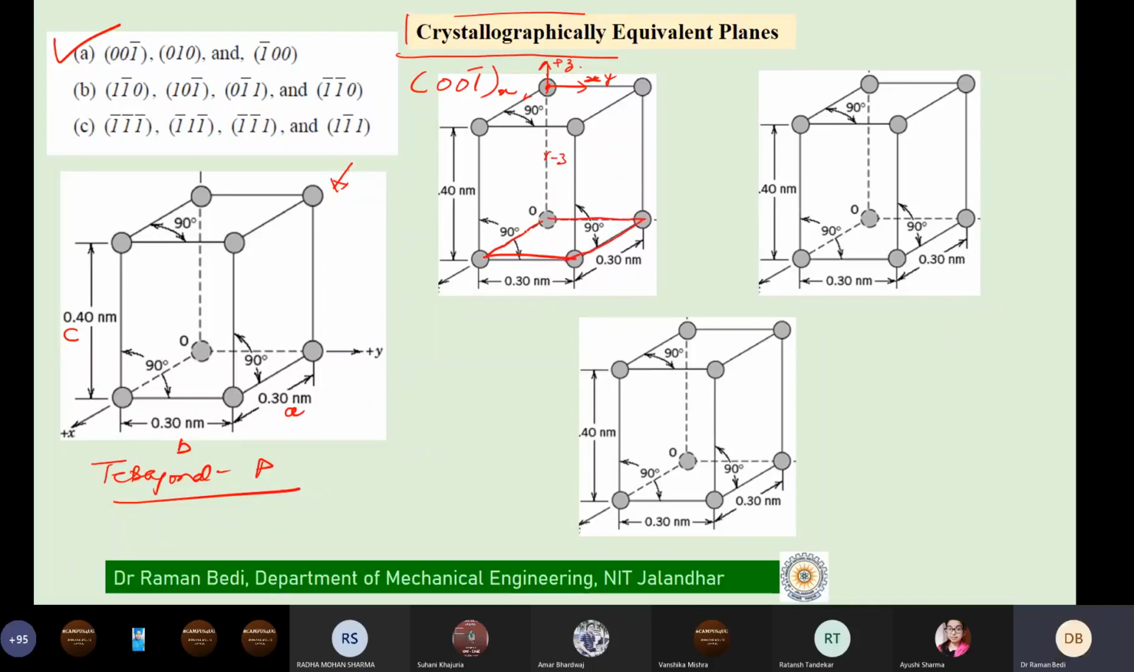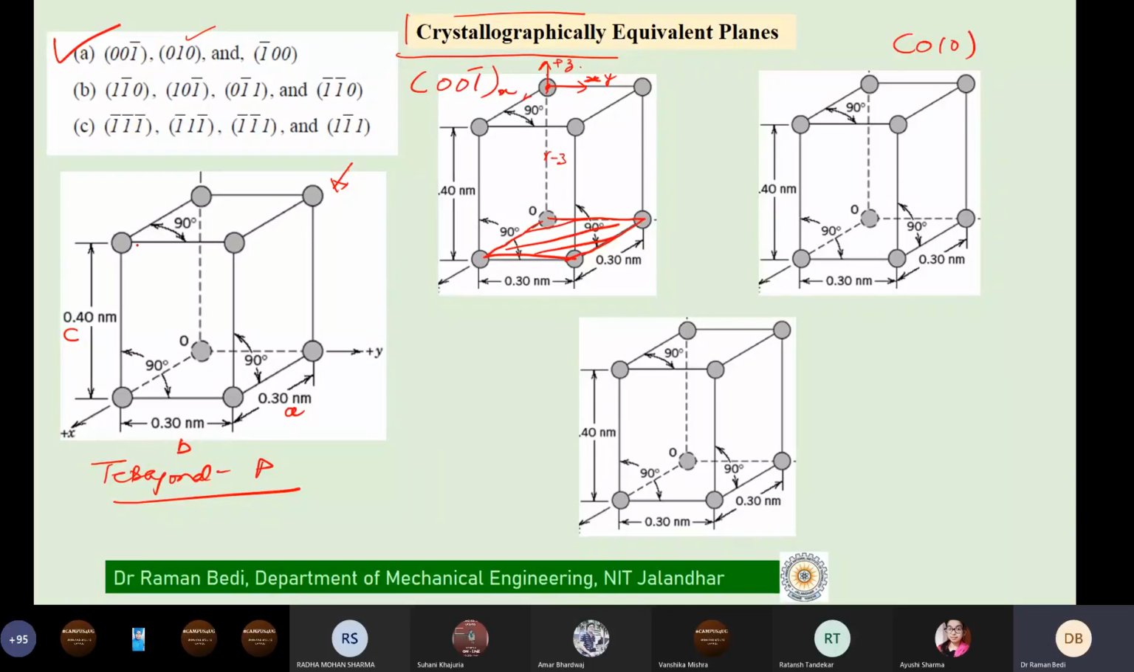This is the bottom face. So this happens to be your 0, 0, 1 bar plane. Is it right? Is it okay? Yes, sir. Okay. Then I go to 0, 1, 0. So let's draw 0, 1, 0 here.